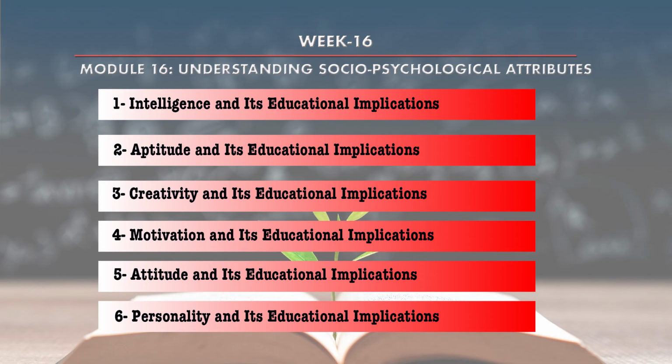its educational implications. So friends, in this module we will be discussing the attributes, the psychological attributes, the mental attributes, or so far as the specific concern of this module is concerned. So these are the socio-psychological attributes. It may be intelligence, aptitude, creativity, motivation, attitude or personality. And we will be discussing in this module that first of all we will try to understand these attributes, the very concept of these attributes.